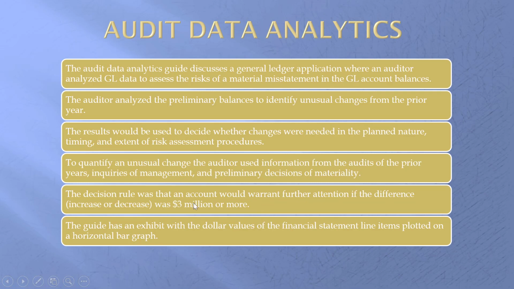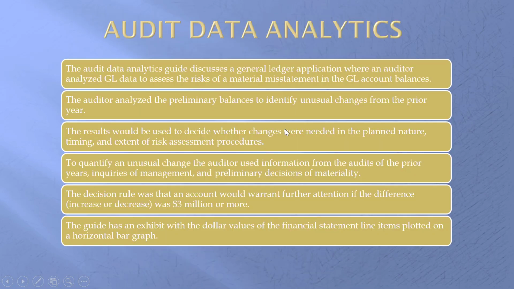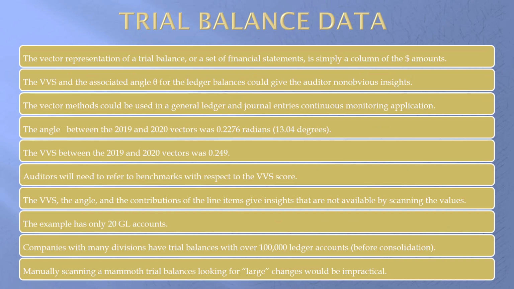$3 million or more. If I go back here, what we would be doing is something far more scientific and far more sophisticated. We would calculate the contribution, and it would tell us which items had large contributions, and it would tell us how large the change was in the aggregate. So this is a real analysis that was done.